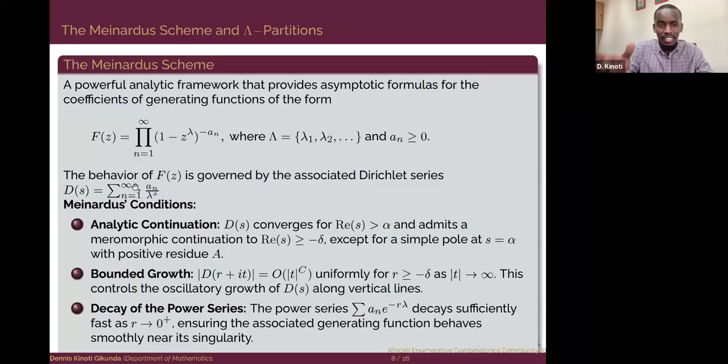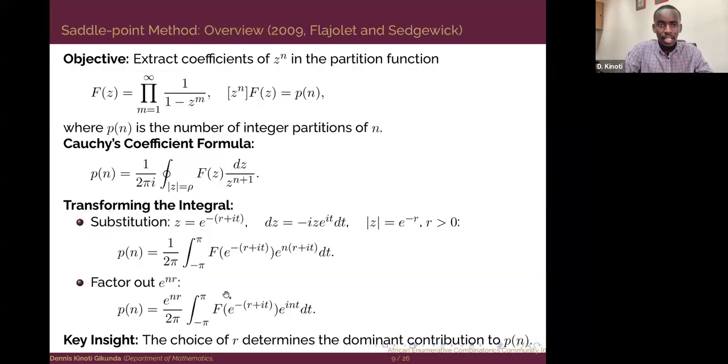And this Dirichlet series is a series that is basically associated with our function f of z. So this Dirichlet series has to satisfy 3 conditions. One, its analytic continuation. The other one is a growth bound. And the other one is the decay of the power series. So this is the process for the saddle point method.